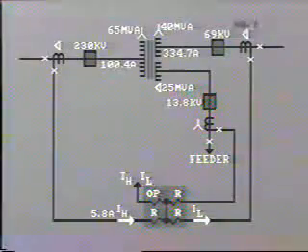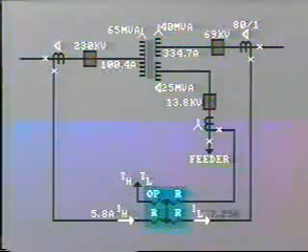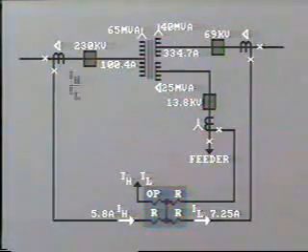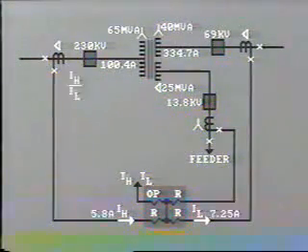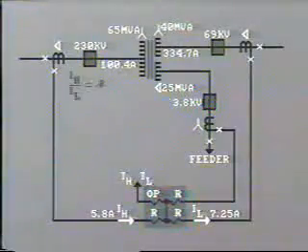Assuming a CT ratio of 400:5, that is 80:1, and remembering the delta connection, the CT secondary current will be 7.25 amperes going to the relay. The ratio then between IH and IL equals 5.8 divided by 7.25, or 0.8.